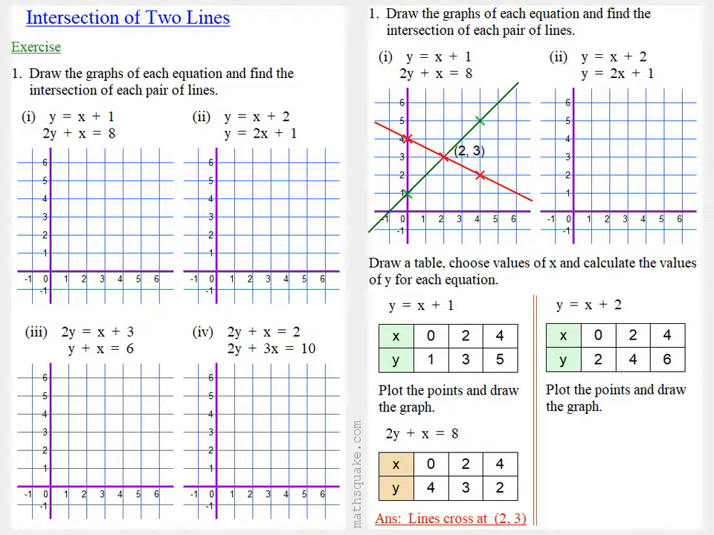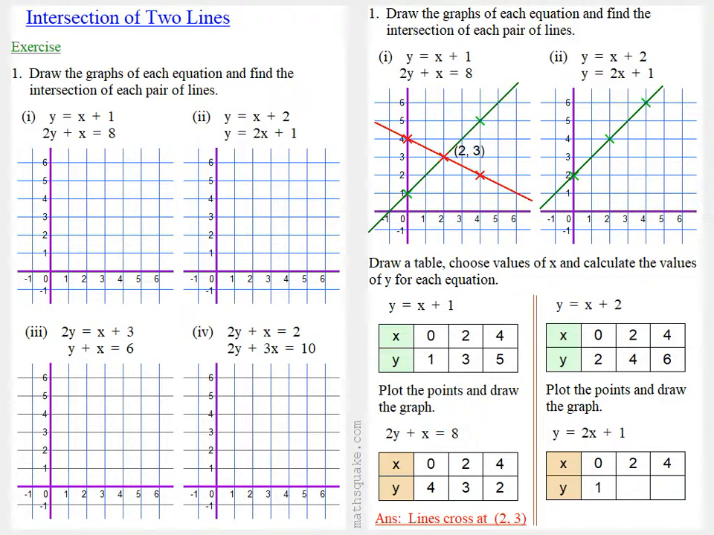I can plot those points on the grid and join with a straight line. Then, for the second equation, y equals 2x plus 1, I draw out a grid, I choose values of x, let's say 0, 2 and 4, and then if x is 0, y is 2 times 0 plus 1, which is 1. If x is 2, y is 2 times 2 plus 1, which is 5. And if x is 4, y is 2 times 4 plus 1, which is 9.